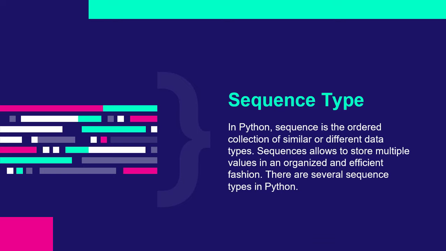In Python, sequence is the ordered collection of similar or different data types. Sequences allow to store multiple values in an organized and efficient fashion. There are several sequence types in Python. For example, string, list, and tuples.